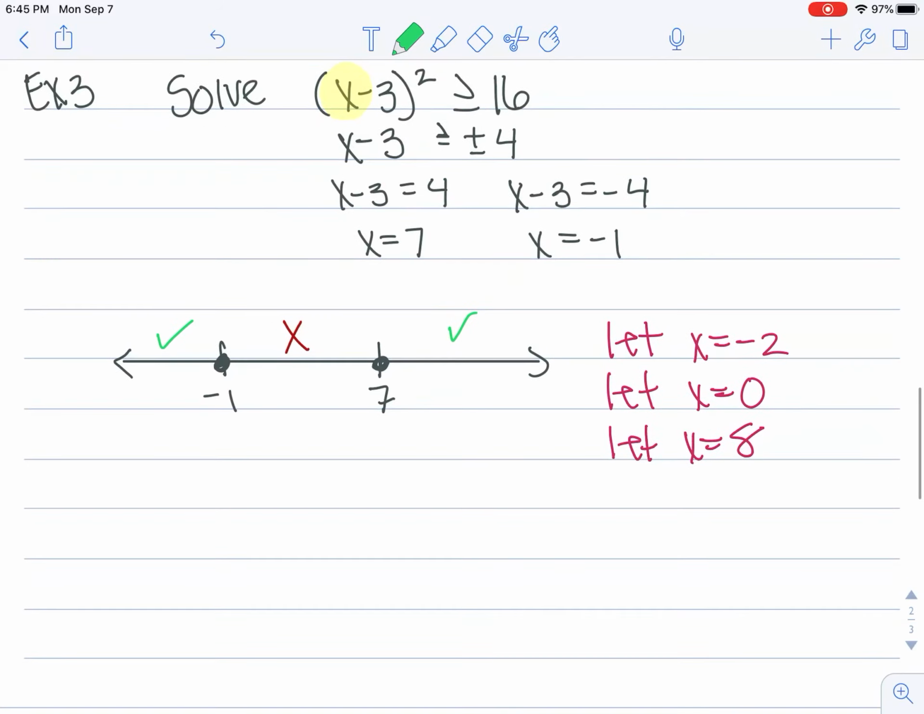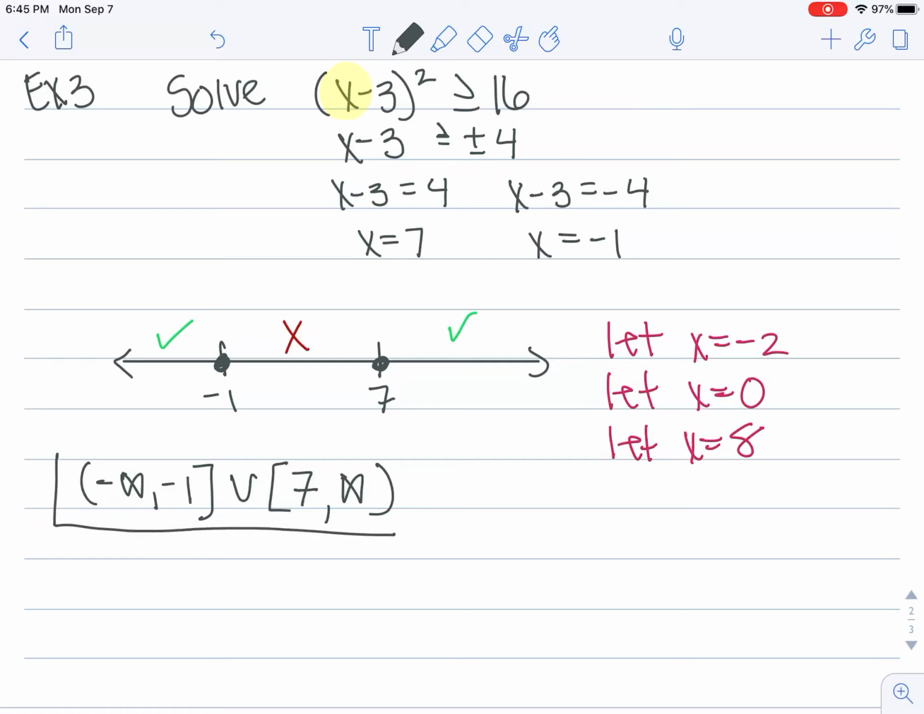So then, lastly, make sure you write an interval notation for the solution. So shading would have gone from -infinity to -1, bracket because it's a closed circle, union, pick back up at 7 inclusive, so a bracket at 7, keep shading to infinity. And that's our final answer.